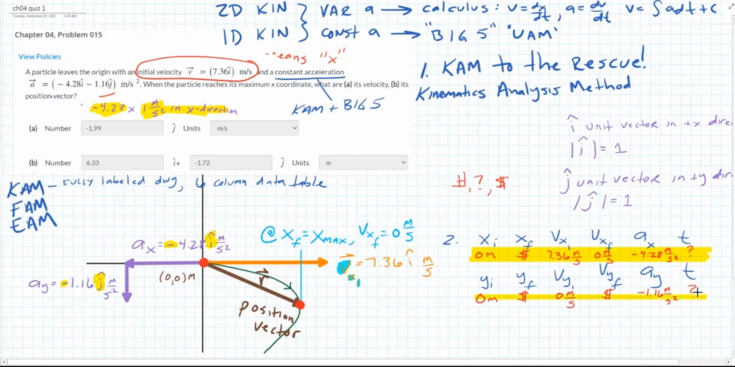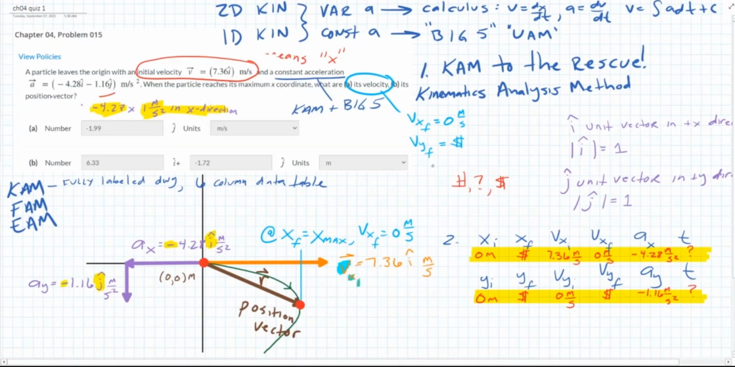Professor? Yep. Sorry to interrupt. For Vy final, we put a dollar sign. What was the explanation behind that again? Vy final, because it's saying when the particle reaches its maximum x coordinate, what is its velocity? That's actually a very insightful question, because if you need to find its velocity, that means you have to find Vx final as well as Vy final. And you already know Vx final. Vx final is going to be 0. So the only velocity you have to find now is the y velocity. So that's a very good question.